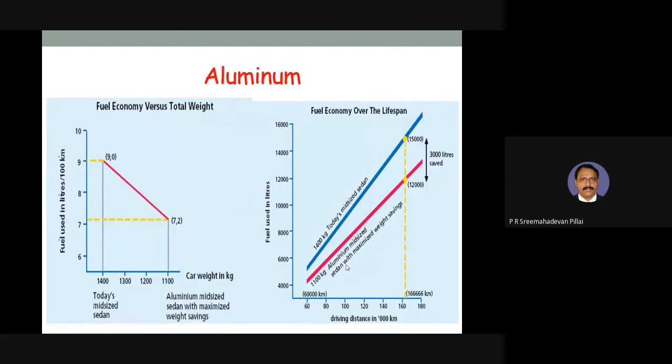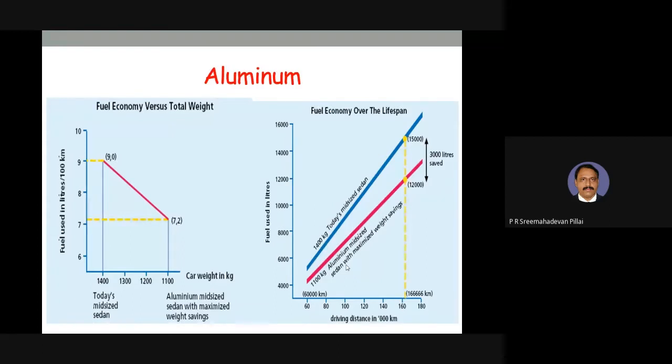So, when aluminum is used in vehicles, transport vehicles, space vehicle, etc., weight is reduced. When weight is reduced, you save a lot of fuel. And of course, over the lifespan, the fuel economy, that is what this graph shows. When the total weight is reducing, the fuel economy, fuel requirement also comes down. Similarly, over the lifespan, the fuel economy is very high.